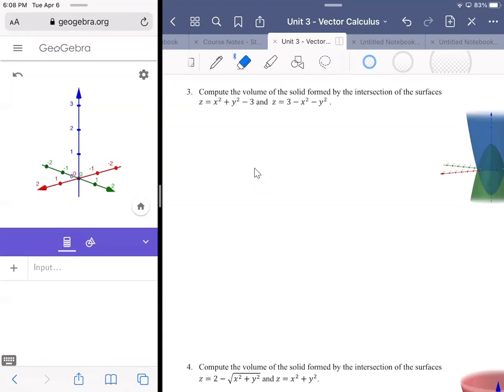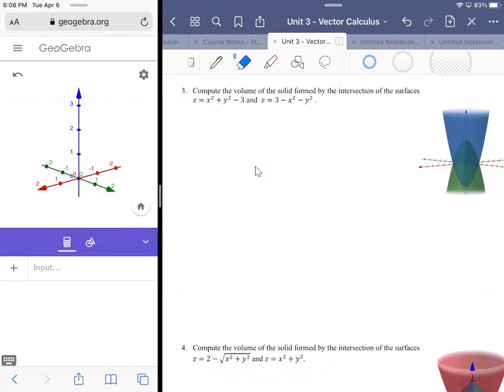So compute the volume of the solid bounded or formed by the intersection of the surfaces z equals x squared plus y squared minus 3, and z equals 3 minus x squared minus y squared. All right, so very similar to the problem that preceded it, right? But it's one of those things. If you didn't understand what I was talking about for the previous one, then this is your second crack at it. But it's also challenging in its own right.